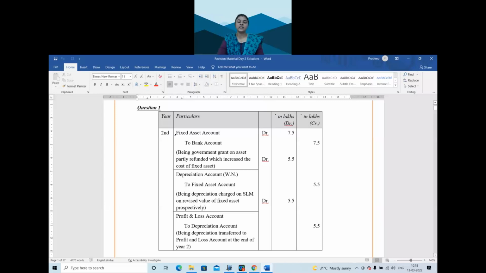The first entry is going to be fixed asset account debit to bank account, 7.5 refund of grant. Narration is mandatory, like I told you in the previous class also: being government grant on asset partly refunded. Next, depreciation account debit to fixed assets 5.5. And the transfer entry for depreciation. Whenever you have an expense entry, a transfer entry is mandatory. Transfer entry for fixed assets, for depreciation: profit and loss account debit to depreciation 5.5.